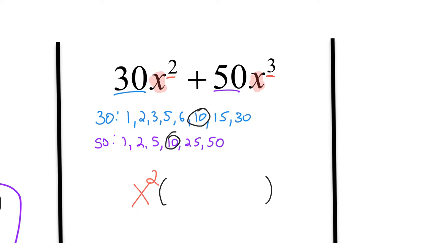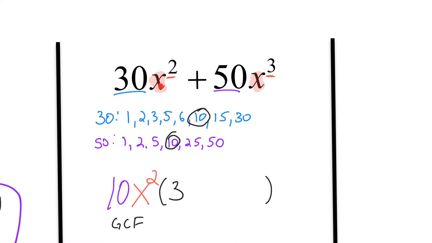And now I'm going to put the greatest common factor of the coefficients, the numbers, which is the number 10 right here. So that's my greatest common factor. Let me just put here GCF so you guys know it is the greatest common factor. Now I'm going to start dividing. 30 divided by 10, that's going to be 3.